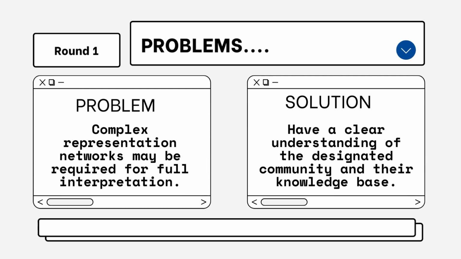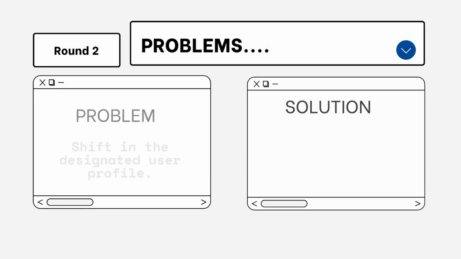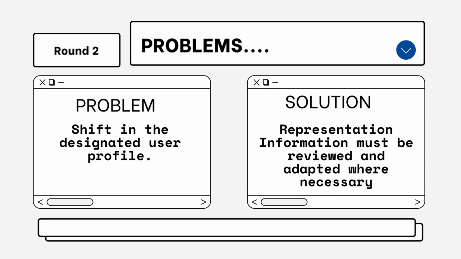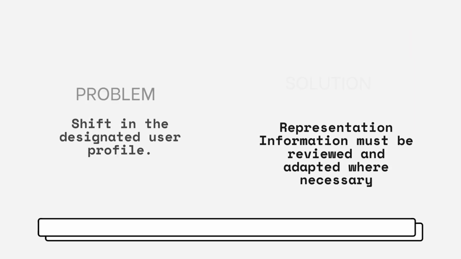One of the problems is that complex representation networks may be required for full interpretation, with a number of different layers of information. The solution is to have a very clear understanding of the designated community and their knowledge base. An additional problem is a potential shift in the designated user profile. The solution to this is that representation information should be reviewed and adapted where necessary.